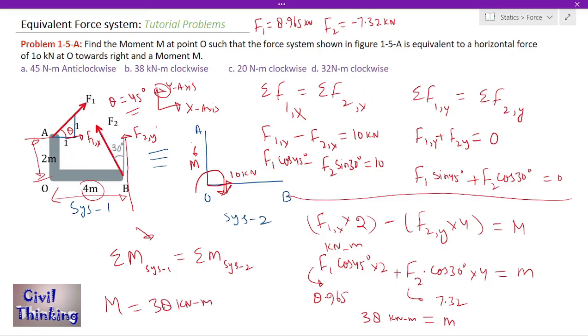Now is it clockwise or anti-clockwise? Since we get a positive value, 38 kilonewton meter, it means, because we have assumed clockwise moments are positive, that this moment is clockwise, right? Because clockwise moments are positive. Now which option is correct? As you can see here, option B is correct.